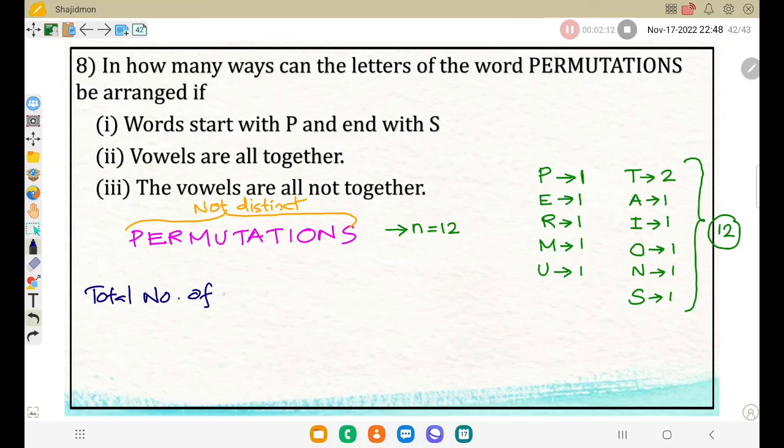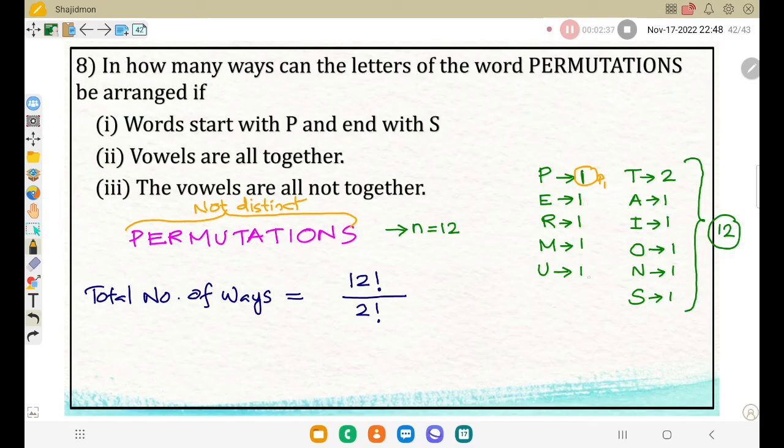Correct? Total number of ways equals how many letters totally? 12. So 12 factorial, correct? Divided by 12 factorial divided by 1 factorial. No need to write 1, 1, 1, 1, all 1. Only repeating 1. 2 factorial. Correct? Here when we are writing P1, this is no need to write.